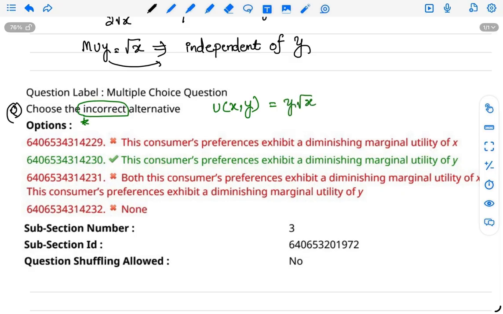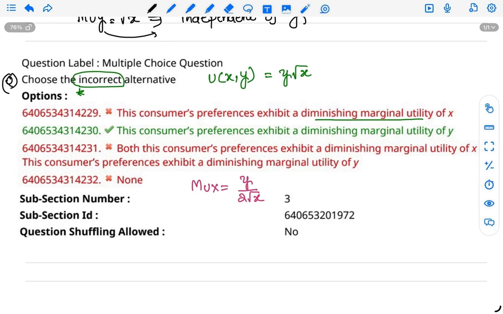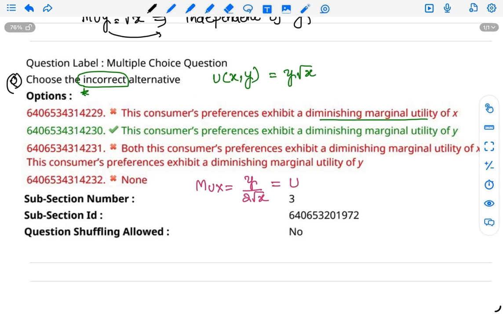So the first option, why is it wrong? The consumer's preferences exhibit a diminishing marginal utility of x. So from this question, marginal utility of x, MUx, equals y by 2 root x. That is the utility function derivative, u dash of x, that is differentiation, dou u of x comma y by dou x.